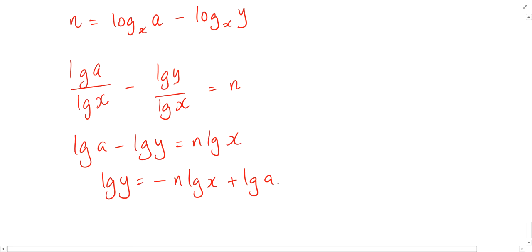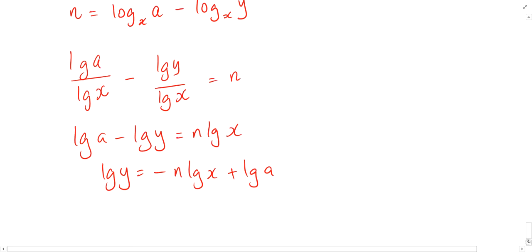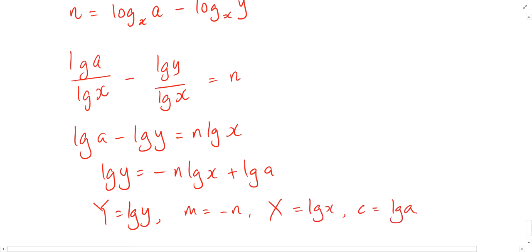Right? Okay, all your steps are correct. What is your big Y? Log y. Your big X, okay, your M: negative n. Your big X. And your C. Okay, correct. Anybody else got another answer? Anybody else?